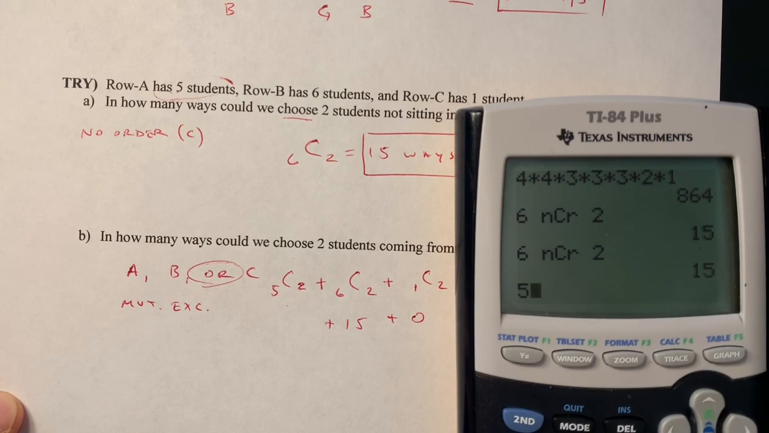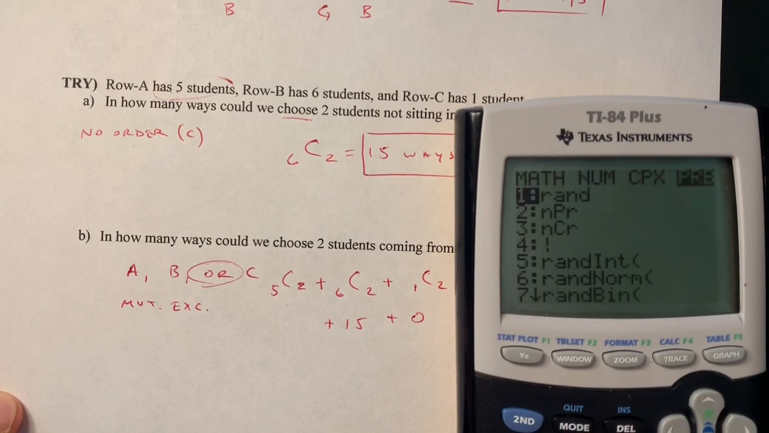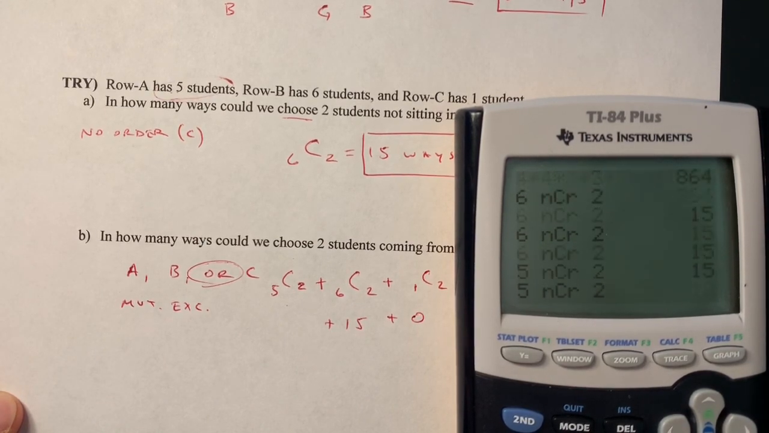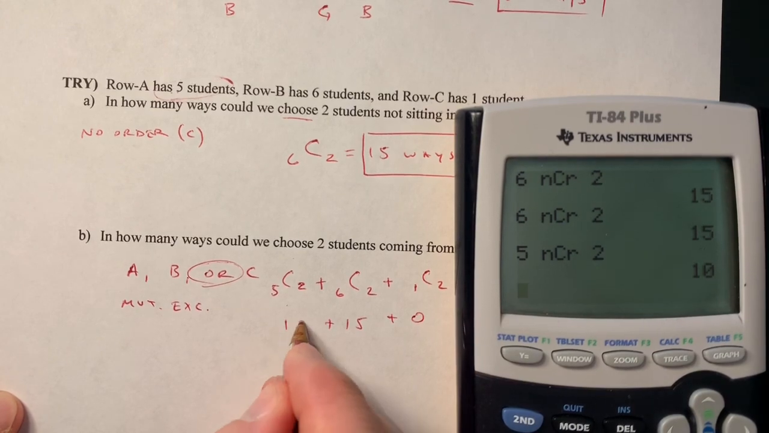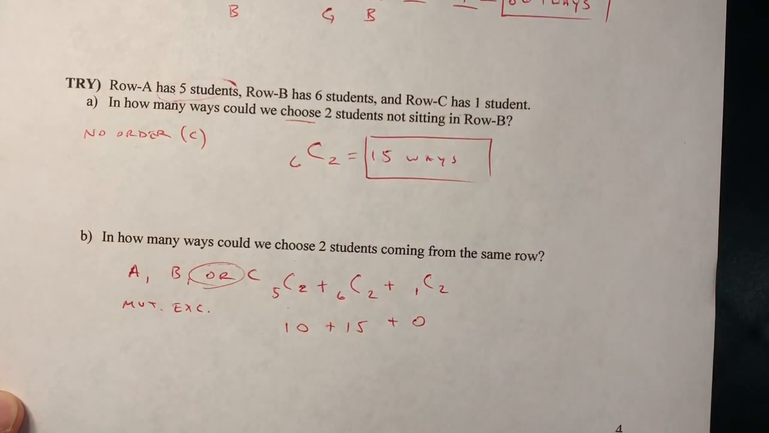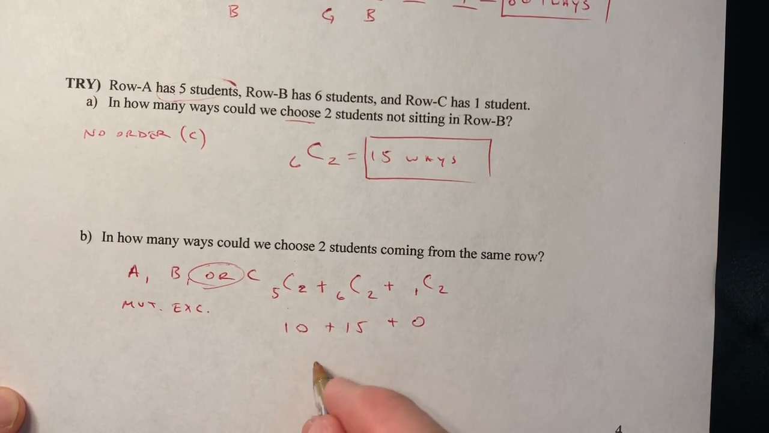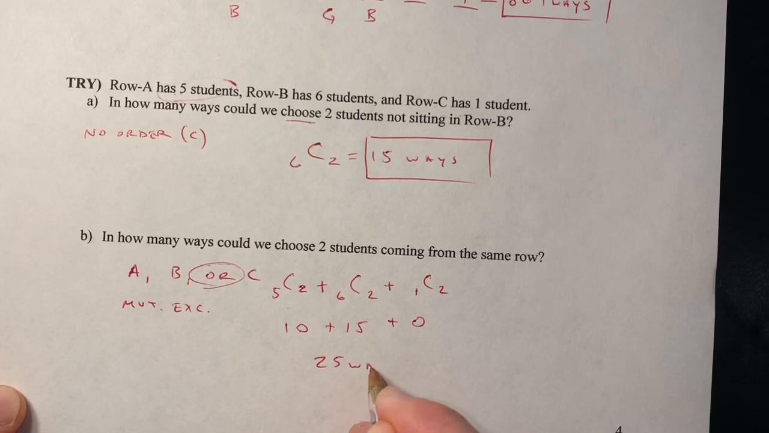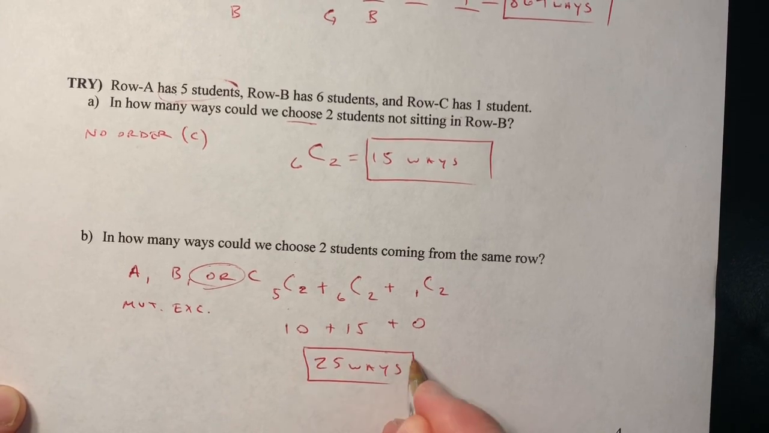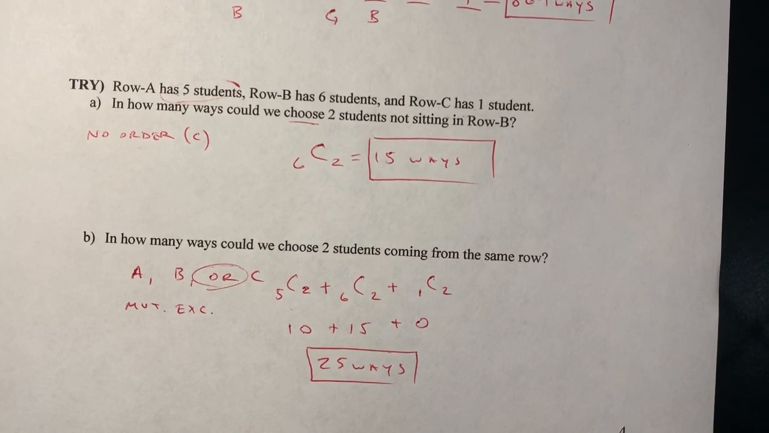And 5C2 is 10. So there's 10 ways to choose these students from row A, 15 from row B, 0 from row C. 10 plus 15 plus 0 is 25. There are 25 ways to choose 2 students who are going to come from the same row.